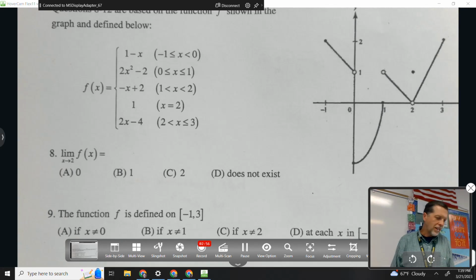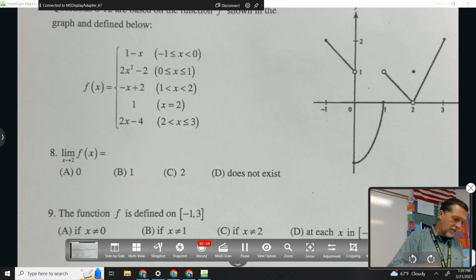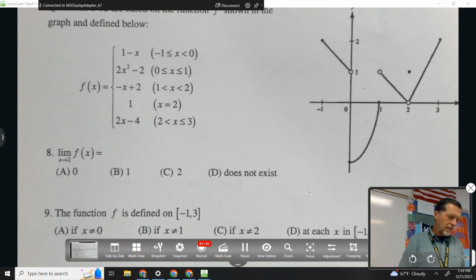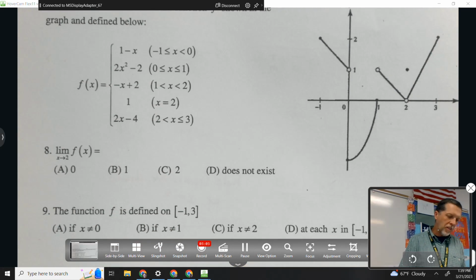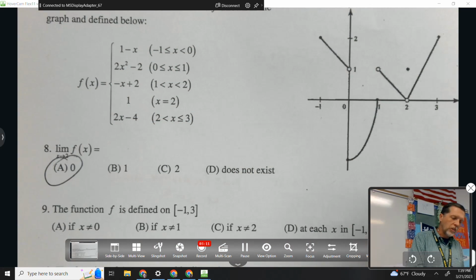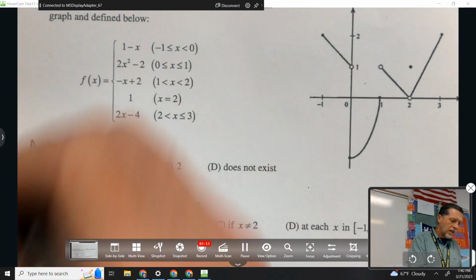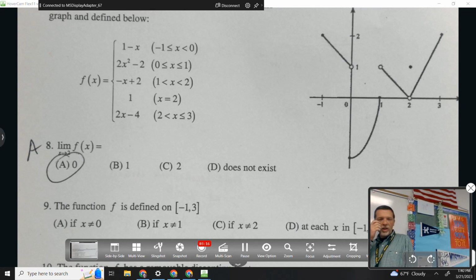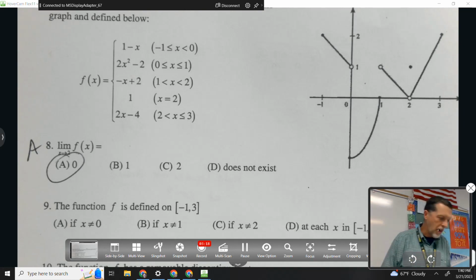Let's do number 8 together, and then I'll stop for a minute. So limit as x approaches 2 of f of x. What does that equal? 0. So, because we're getting closer and closer to 0. It doesn't matter if we get there or not. So you try 8 through 12. They all go with that picture. We may get through all of them today.